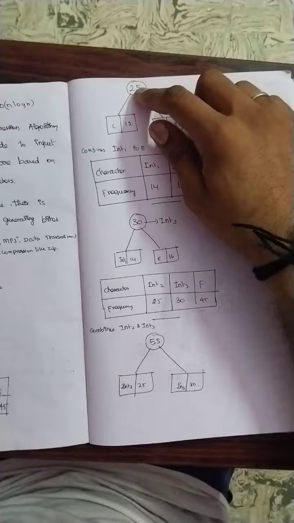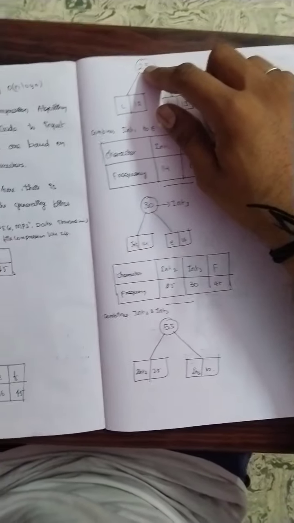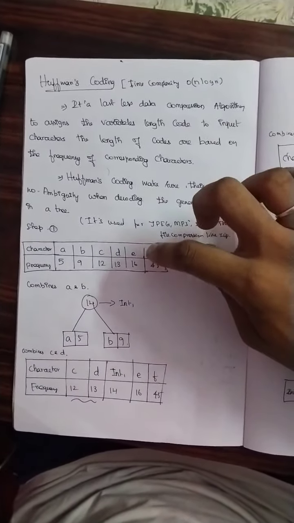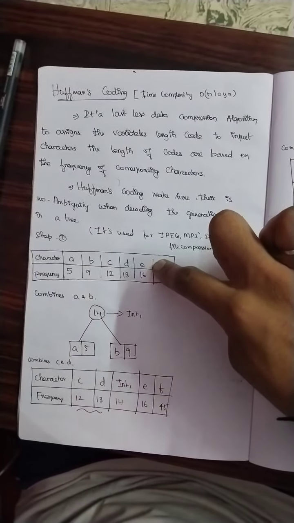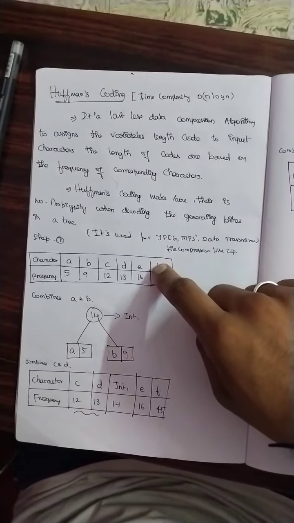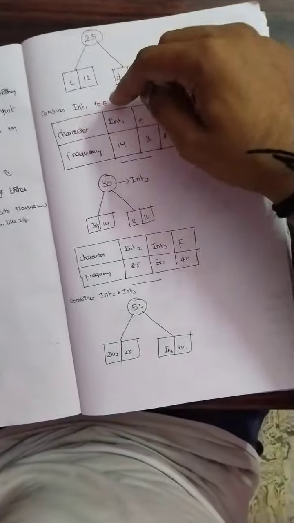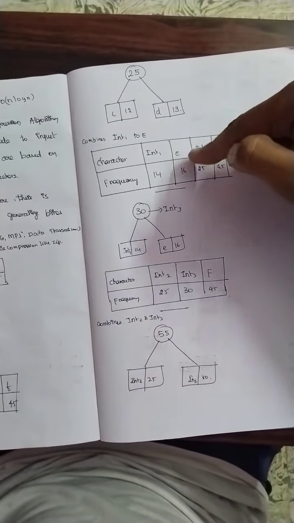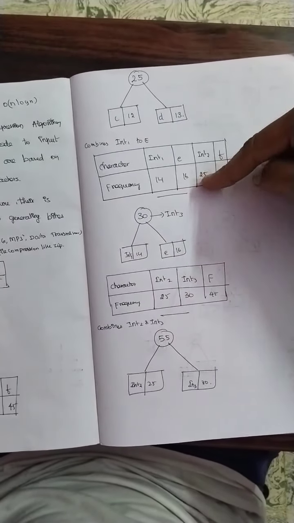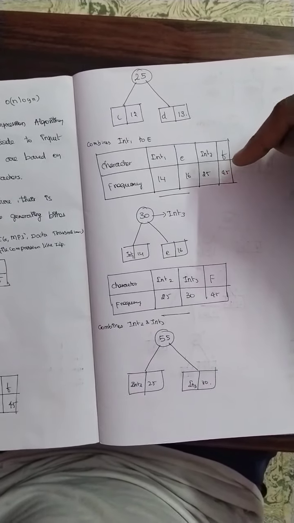Okay, now we can combine the c and d. You already know we can combine them to get the value of 25. We can split it into c of 12 and d of 13. Okay, that's good. 25 goes in between, after e. There is the answer: int 14, then e 16, int 25 and f 45.